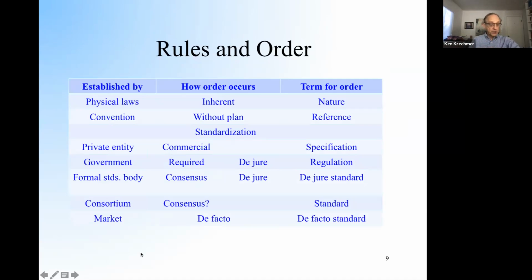I think I'm going to rush through some of this stuff. This is rules in order, established by, how order occurs, the term. What's interesting to me here is there are so many words on this page. We think standards are a really big deal, and we add all kinds of words, most of which are not well defined and cause great confusion. But there they are.